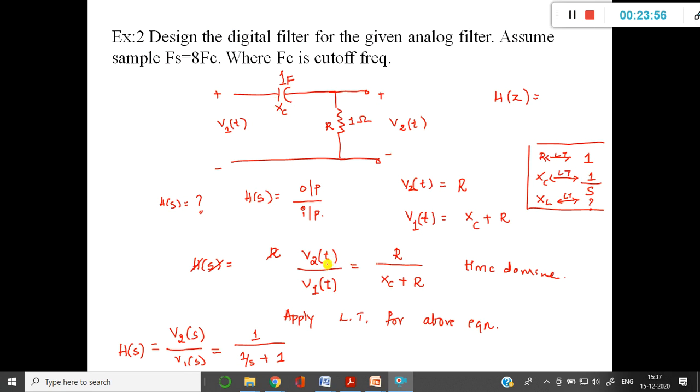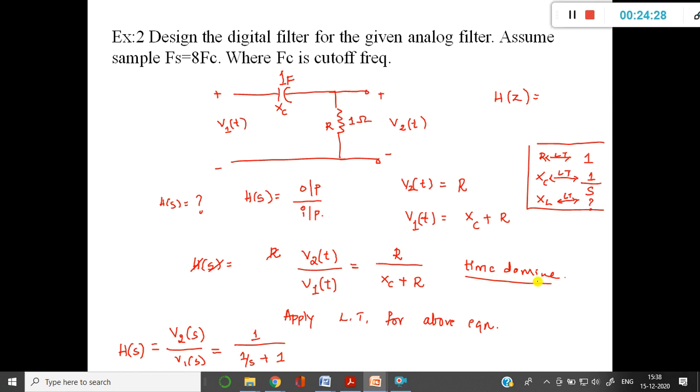So here, V2 of t divided by V1 of t. How do we write this? V2 is the voltage across this point, that is the voltage across R. I simply write this as R, and V1 of t is nothing but XC plus the voltage across the resistance, that is XC plus R, that is output to the input. So once again, V2 by V1 of t is nothing but R divided by XC plus R.